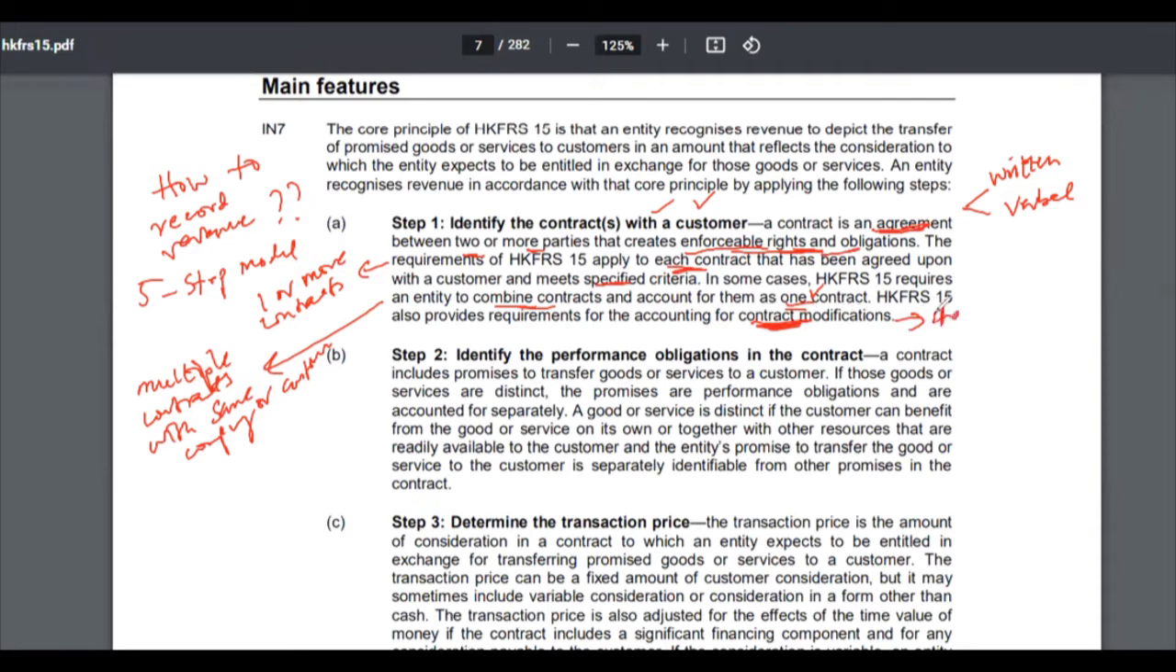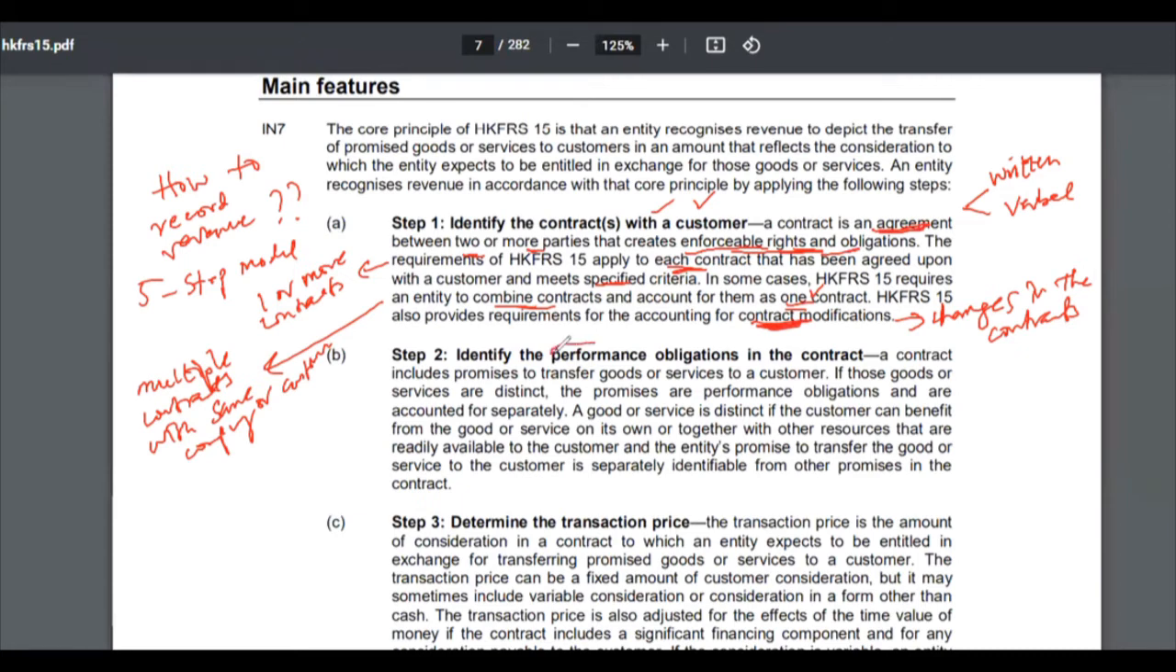So contract modification basically means changes in the contract, right? Contract modification will mean changes in the contract. So these changes in the contract are also covered in this standard. Of course, this video won't cover that, but if you want me to make a video, we will talk about that in the later videos as well. So let's look at step 2.